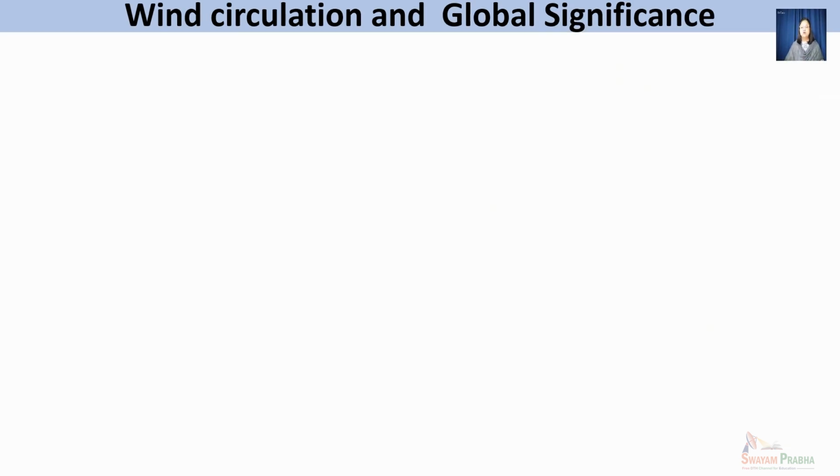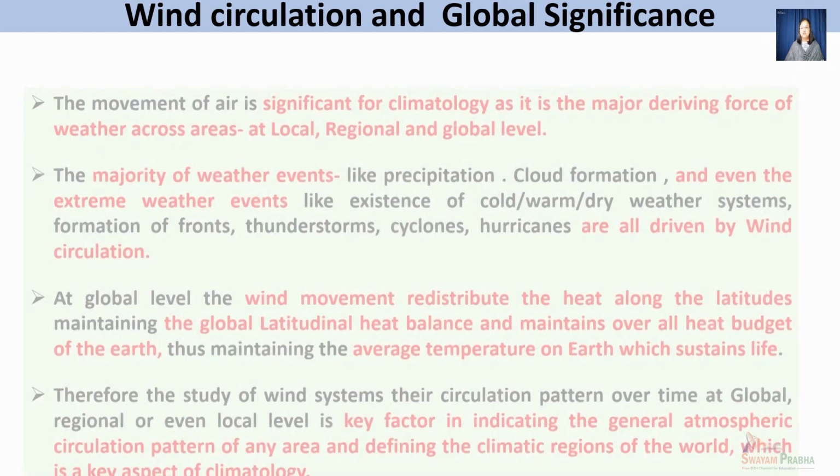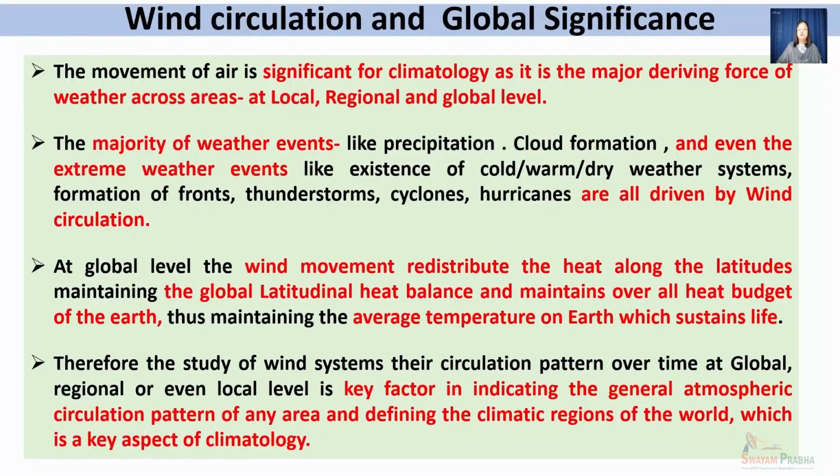Now coming to wind circulation and their global significance. Understanding wind movement is very significant for climatology as it is the major driving force for weather conditions across areas. It can be at local level, regional level, and global level. The majority of weather events like precipitation, cloud formation, and even extreme weather events like existence of cold, warm, dry weather systems, formation of fronts, thunderstorms, cyclones, and hurricanes are all driven by the wind circulation, which can again be at the regional level, global level, and local level.